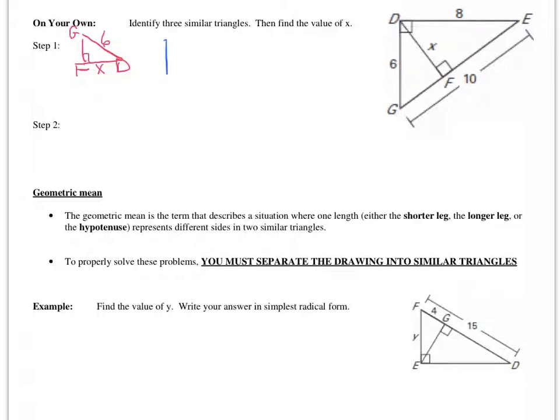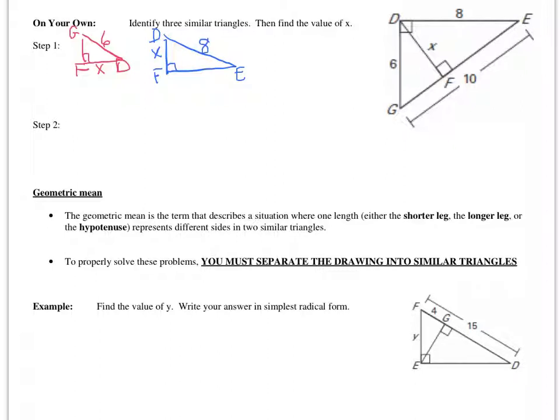My middle-sized triangle, here would be my right angle again. This would be point D. This would be an X. That's the length of that side. This point's point F. This is point E, and then my hypotenuse would be 8.